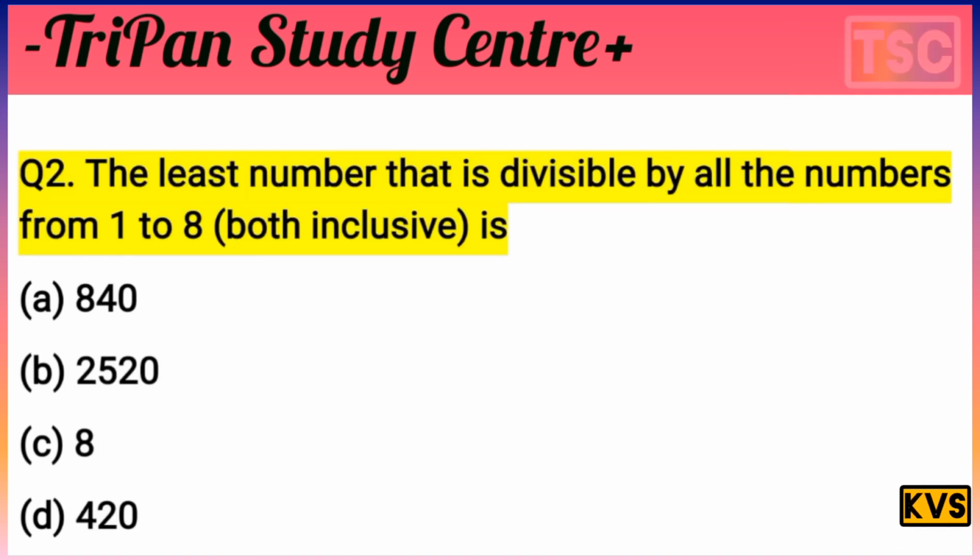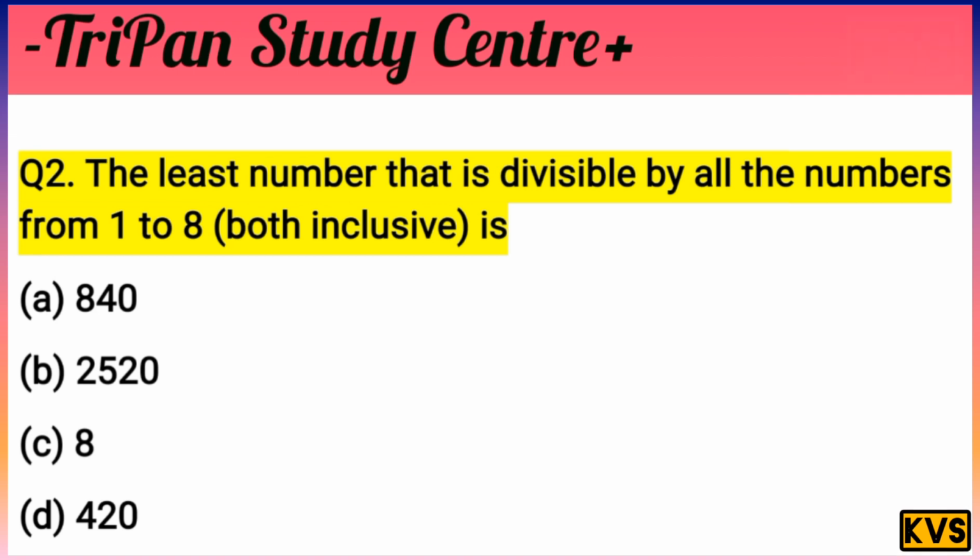The question is here. The least number that is divisible by all the numbers from 1 to 8, both inclusive. That's important here. The options are A 840, B 200, C 2520, and D 420. But first of all, test your knowledge. I give you a few seconds. You must have thought of your answer. Calculate in your notebook here. That's important.